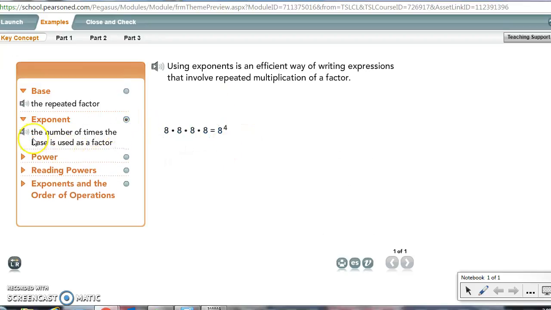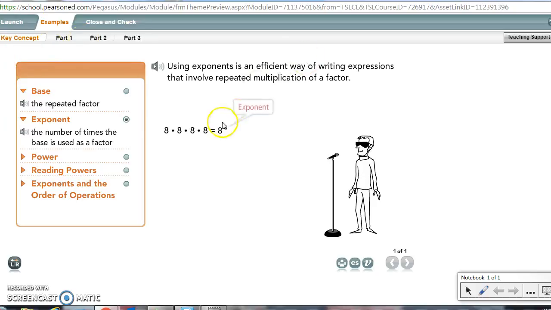My exponent is going to be the number of times the base is used as a factor, the number of times a factor is repeated. It's small but sits up sky high. So 8 is my base, 4 is my exponent.